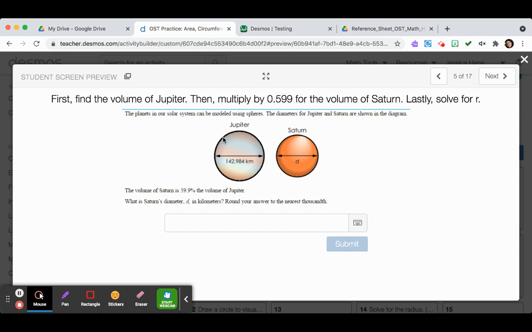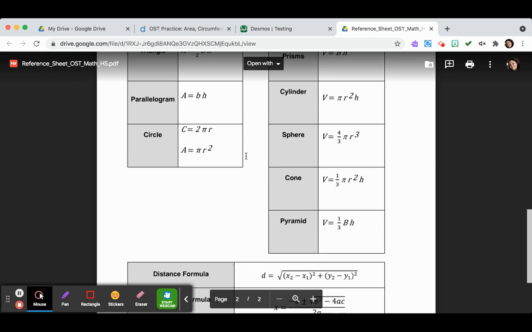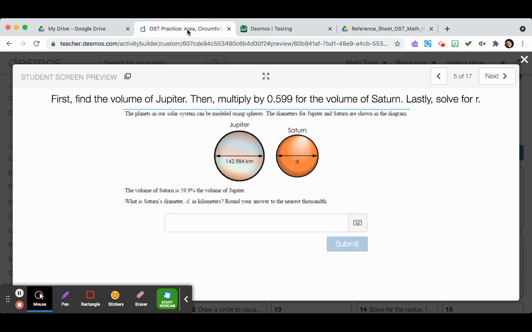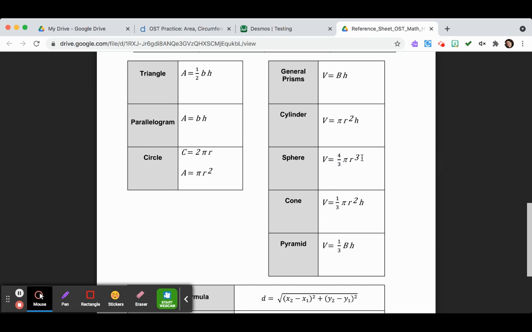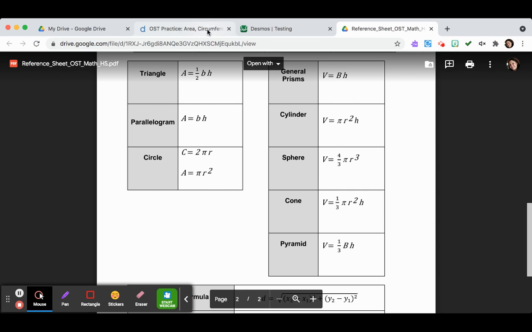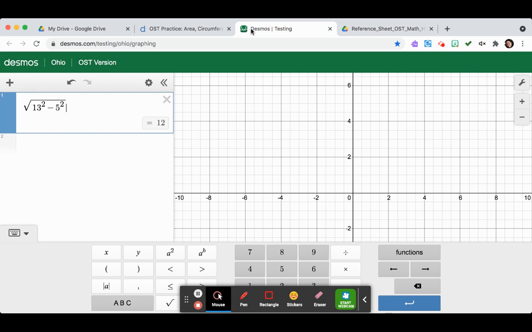So our volume for Jupiter is going to be, go to our reference sheet, the volume of a sphere is 4/3 pi r squared. I'm sorry, pi r to the third. And so this is what we're going to type in the calculator, 4/3 pi r to the third, to find the volume of Jupiter. So we do 4/3. And then we can just use 3.14 for pi. And I'm sure you can do that on your state test as well.